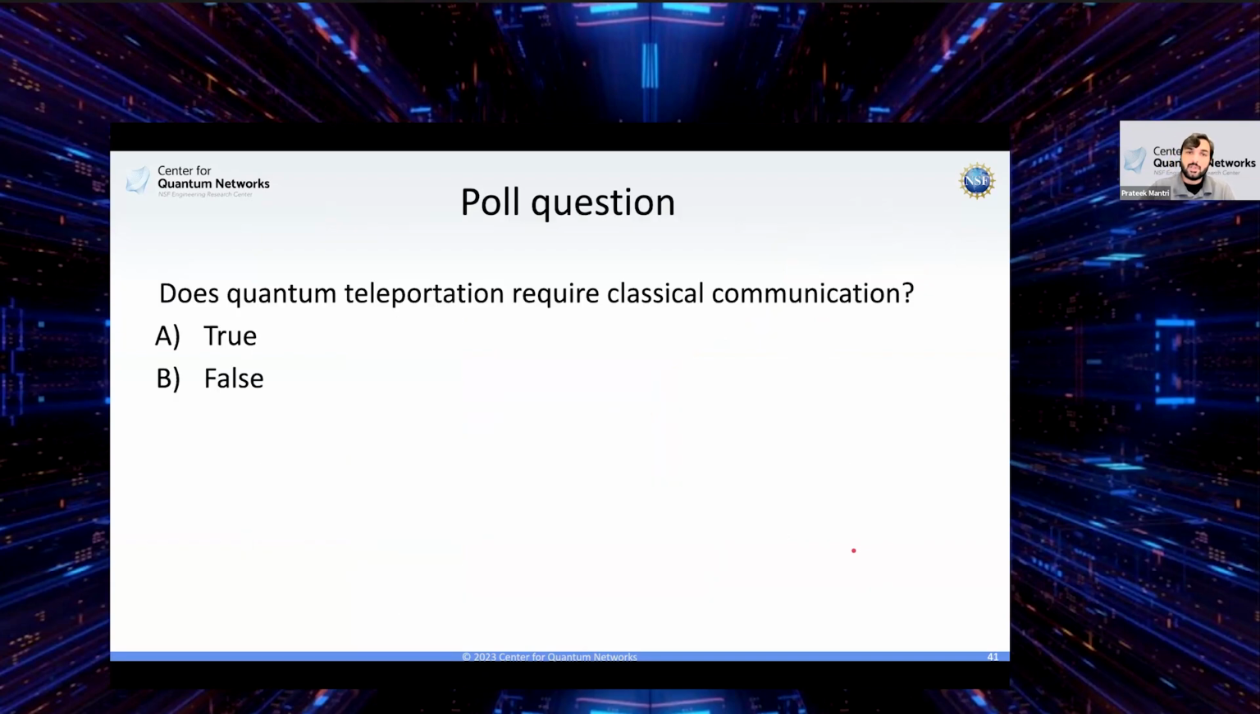A quick poll question: does quantum teleportation require classical communication? True or false? Let's look at the answers. Great, 91% of you believe that this is true, which is the correct answer. It does require classical communication.